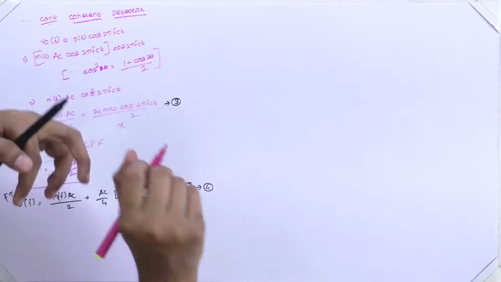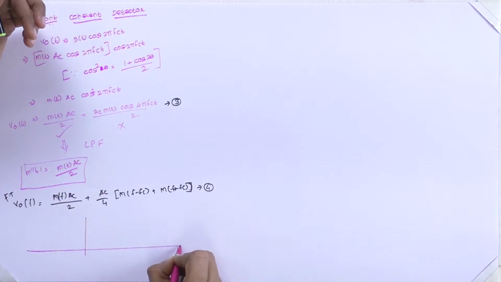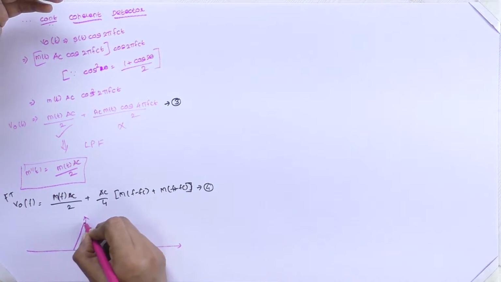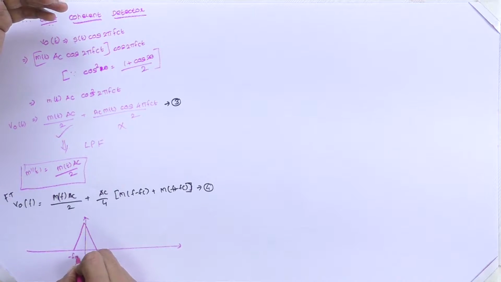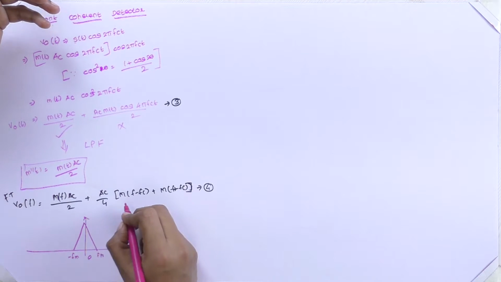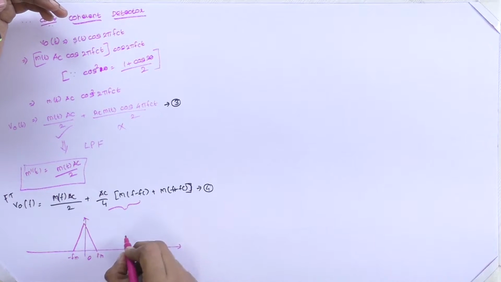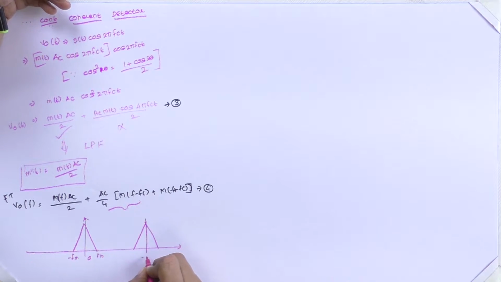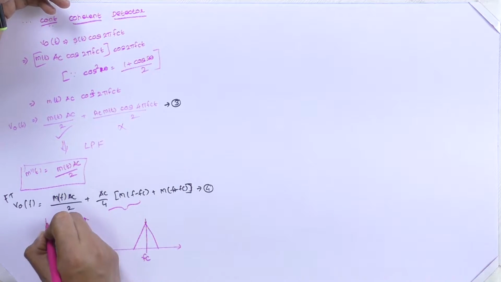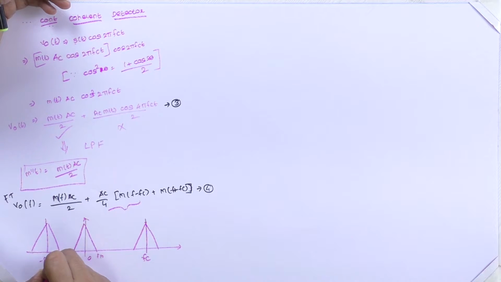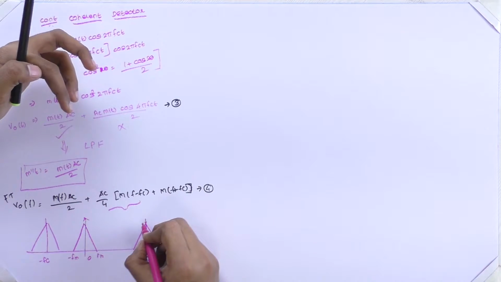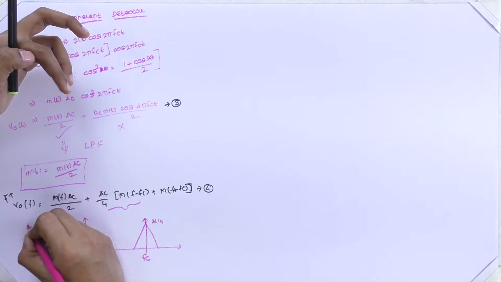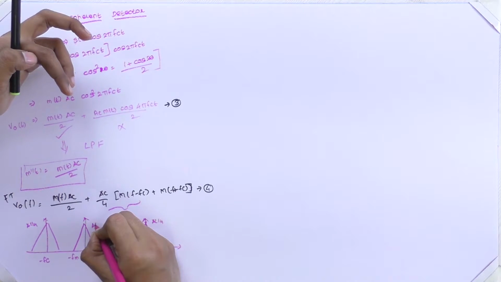If we plot the frequency domain representation for this equation, this is going to be our message signal from minus fm to fm, and again we are getting the modulated signal in the output waveform. So this is our fc term and this is our minus fc. The low pass filter passes the desired term, and these are the second terms: Ac by 4, Ac by 4, and this is our Ac by 2.